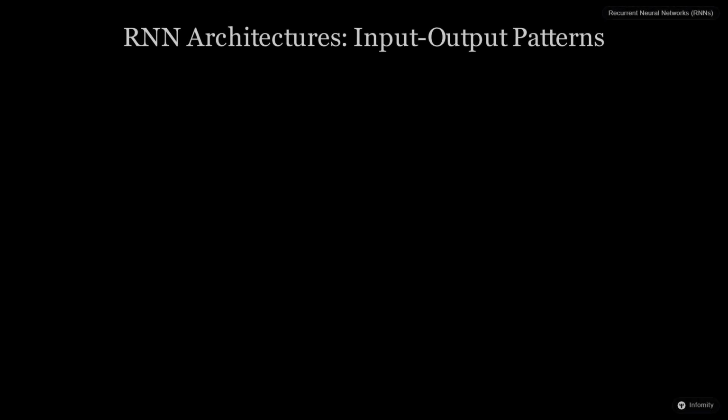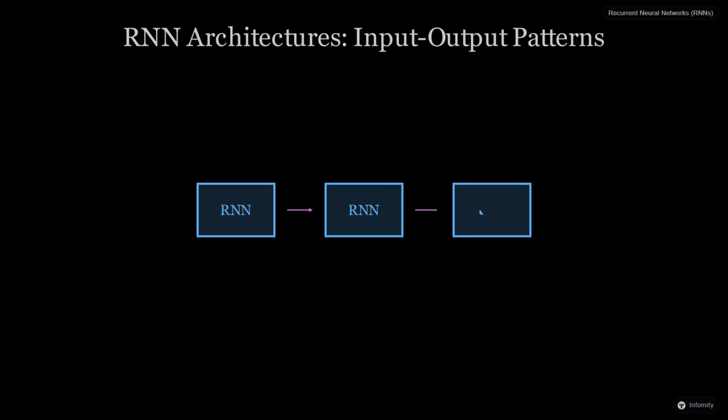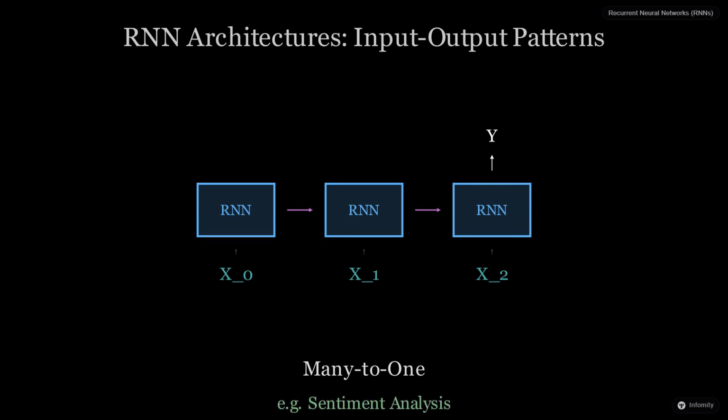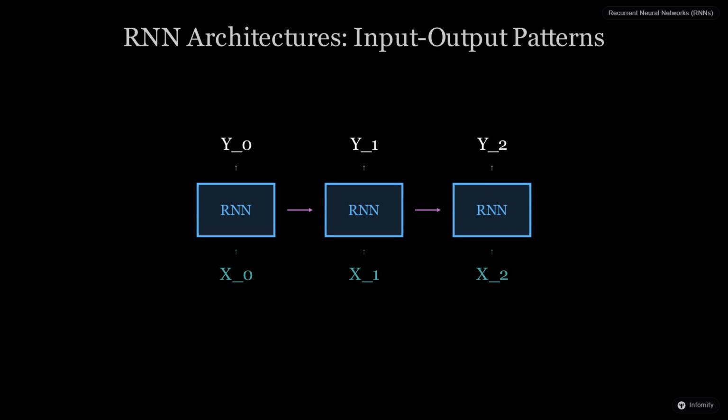Recurrent neural networks are incredibly versatile, adaptable to various tasks depending on how we structure their inputs and outputs. We can think of these as different input-output patterns. For example, in a many-to-one architecture, the RNN processes an entire sequence but only produces a single output at the very end. This is perfect for tasks like sentiment analysis, where you input a whole sentence and get one sentiment score. Then there's many-to-many, where for each input in a sequence, you get a corresponding output. This is used in tasks like machine translation, translating word by word.